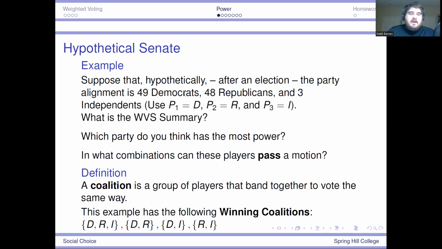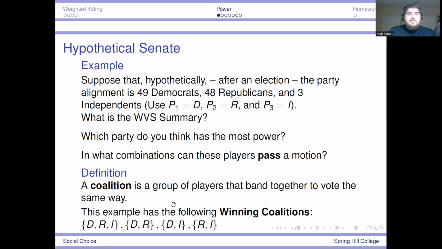Now, if the Democrats and Republicans vote together, that would get us 51. That would be good. If the Democrats and independents vote together, that puts us up to 52. That's also good. That's 51 or more. Even the Republicans and independents, that would put us up to 51 as well. So we're good there. And then, of course, if all 3 of them vote for something, then of course it's going to pass. Nobody's voting against it.